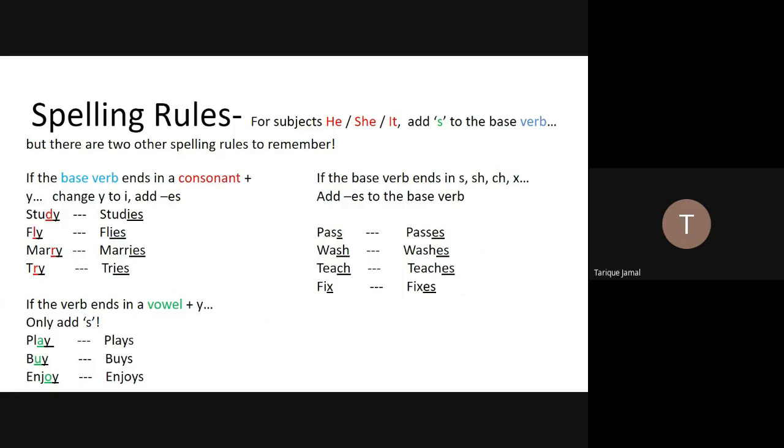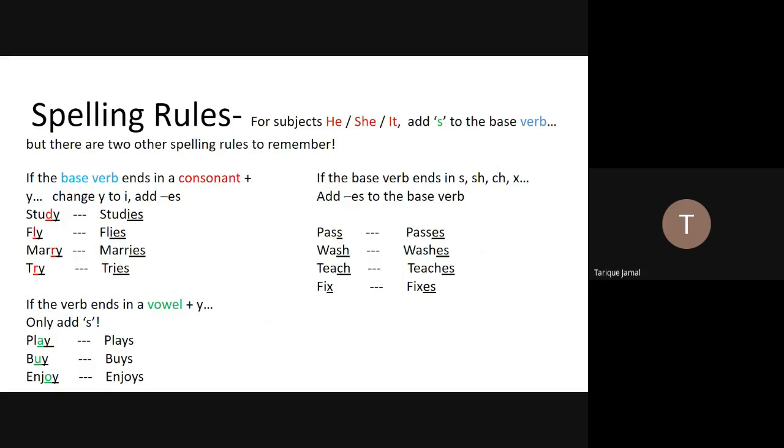So I'm going to read it and then explain it to you guys, and then I will leave the slide here for you guys to understand and go through so that you can have a complete understanding of these spelling rules. Once again, remember, he, she, it, add S to the base verb, right? We know that. He, she, it, just add S.